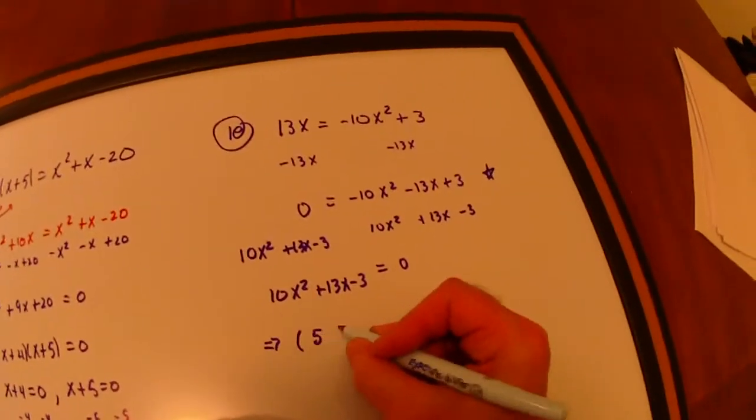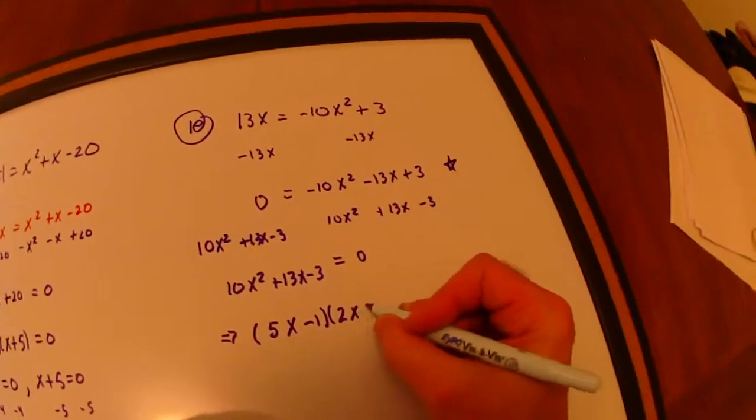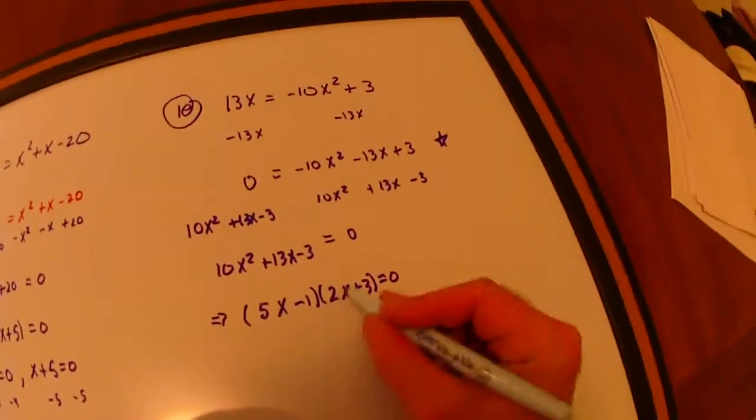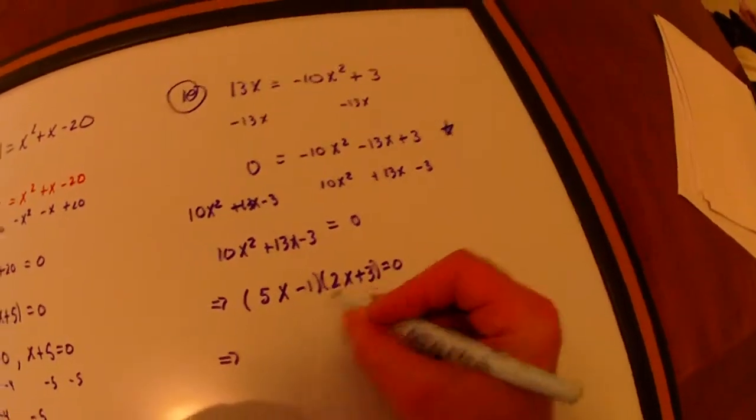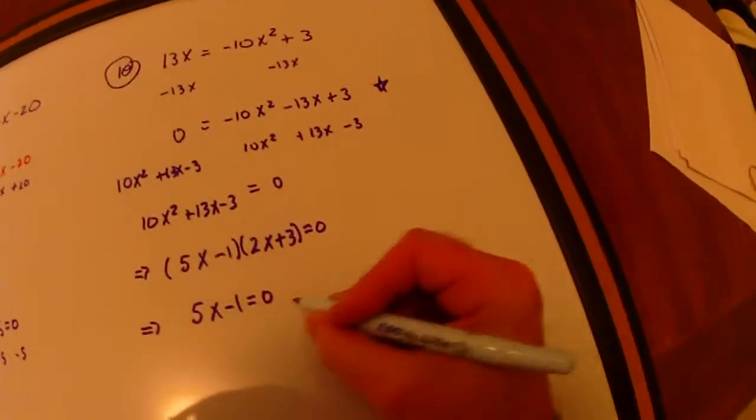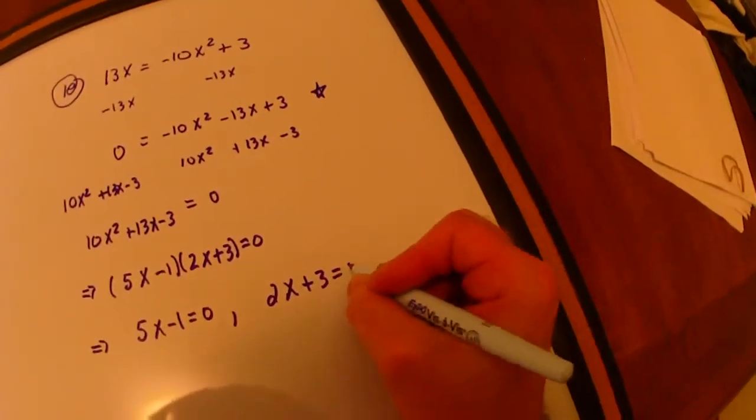Okay, now this factors to be 5x minus 1 times 2x plus 3. A little bit harder factorization, but there are videos on that. Now, once we have the factorization, we set each individual factor to 0. So 5x minus 1 equals 0, and 2x plus 3 equals 0.